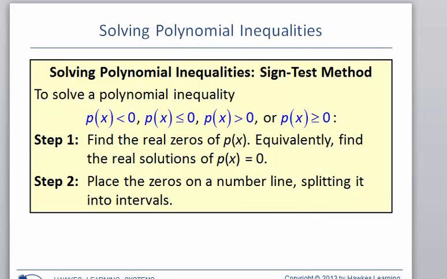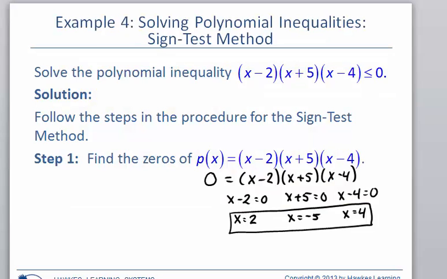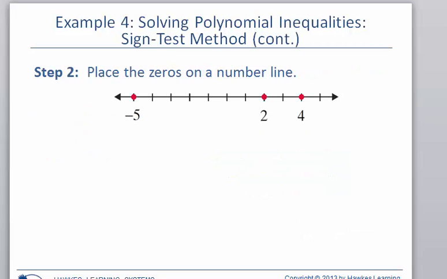Step 2 says to place the zeros on a number line, splitting it into intervals. So we're going to take a number line and mark off 2, negative 5, and 4. You can see that that's been done here. We've marked off the 2, the negative 5, and the 4, and that completes step 2. It splits the number line into some intervals, so let's talk for a second about what those intervals are.